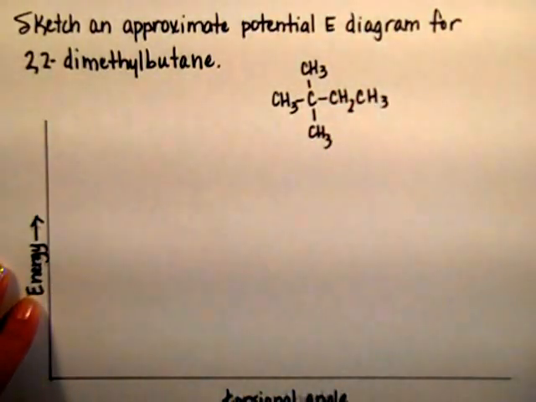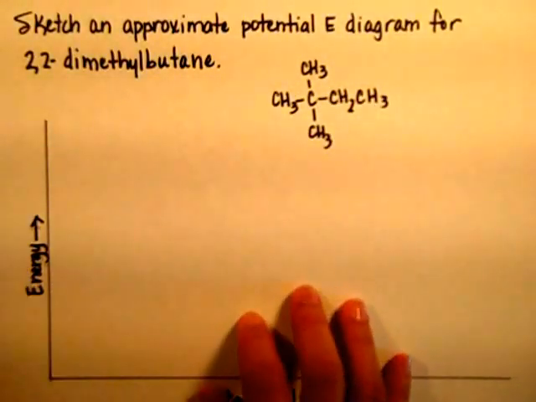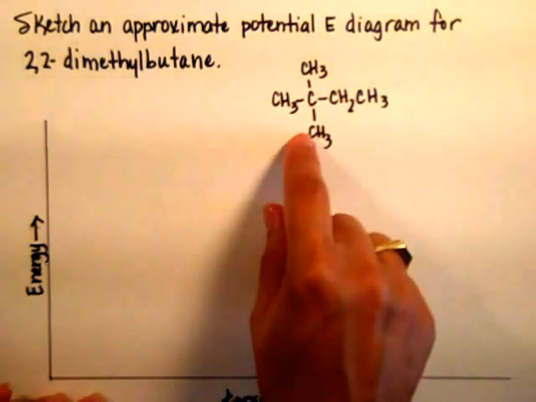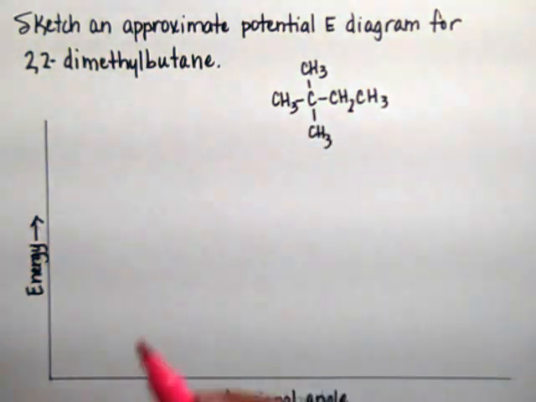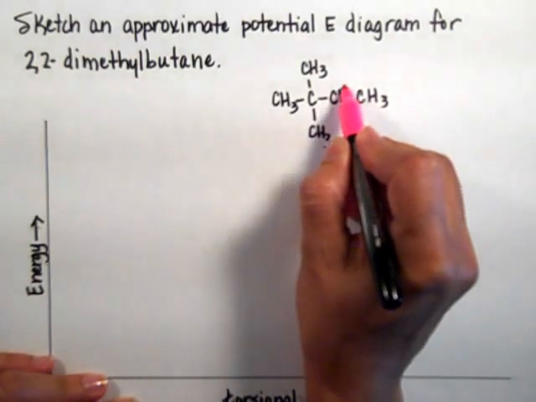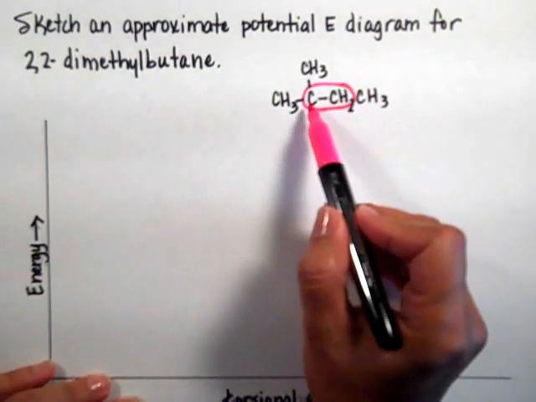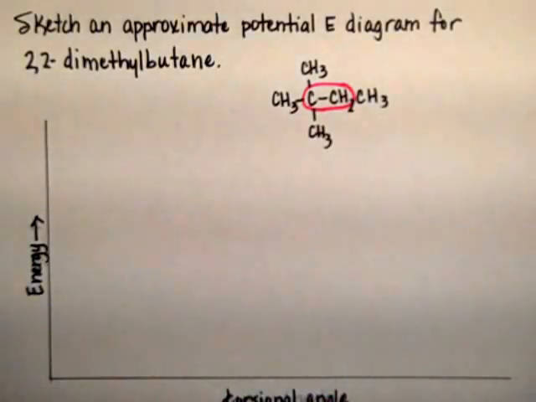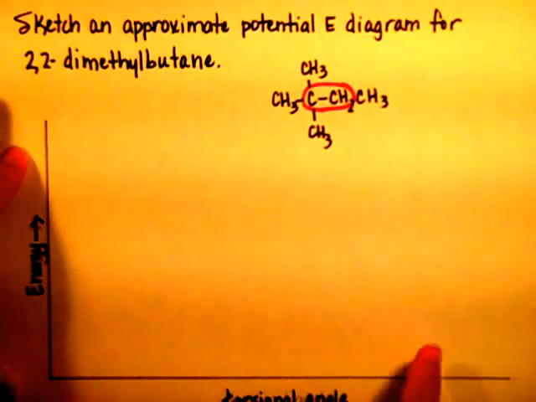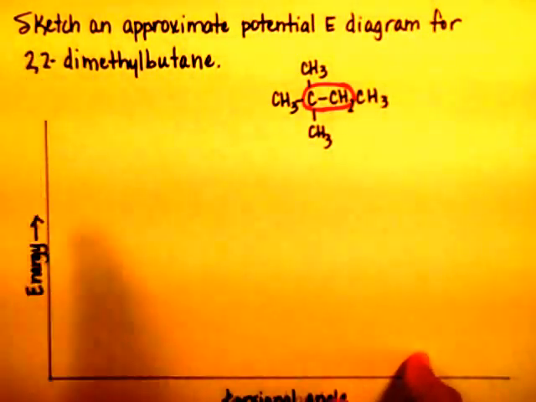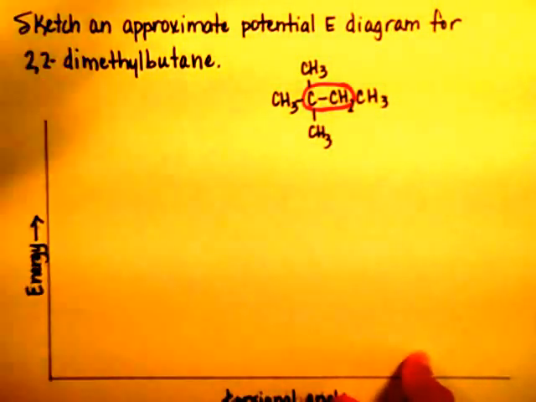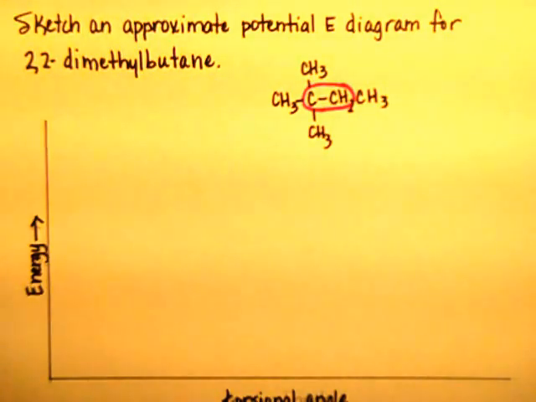We need to sketch an approximate potential energy diagram for dimethylbutane. And the question doesn't tell me which carbons I'm going to be looking down at, so I'm going to assume carbons 2 and 3. And again, it's an approximate energy diagram. We don't have to be exact. We don't even have to give numbers. We have to give approximate energies.